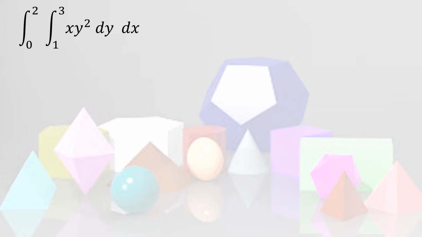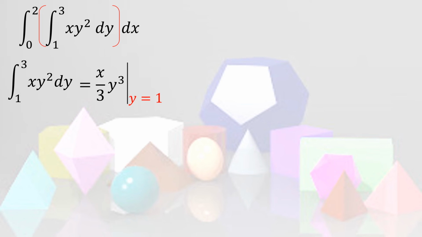So let us have another one. Let us determine the double integral of xy squared dy from 1 to 3, dx from 0 to 2. So the first thing we need to do here is to determine the integral of xy squared dy from 1 to 3. So it is equal to xy to the third over 3, or it can be written as x over 3 times y to the third power from y equals 1 to y equals 3.